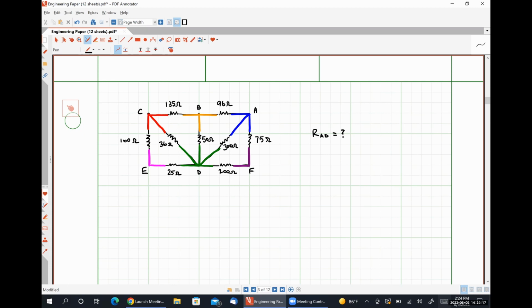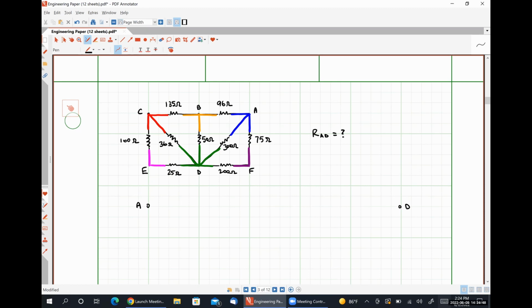After I have identified and labeled all of my nodes, what I like to do is effectively spread the circuit out and play connect the dots with resistors. Since I'm looking for the resistance between terminal A and terminal D, I'll put terminal A on one side of the page and terminal D on the opposite side of the page. And then I just figure out the different ways that I can get from A to D.